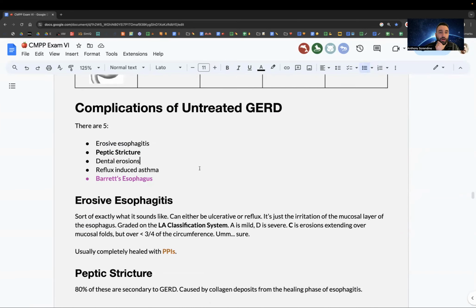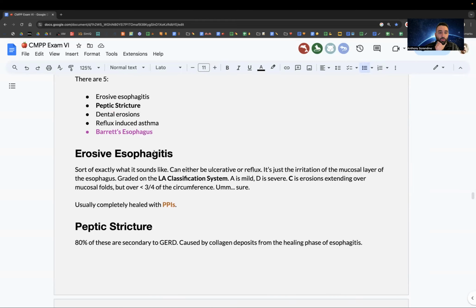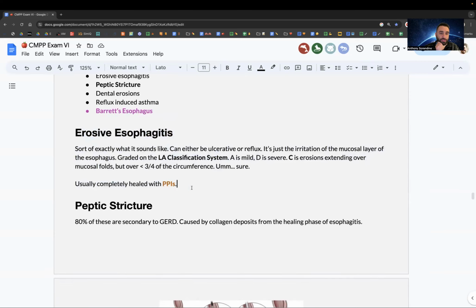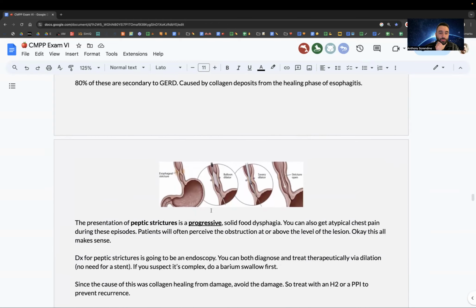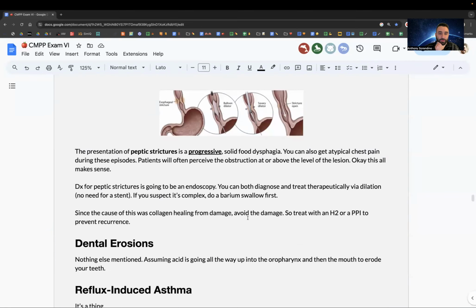All right, this is kind of important. There are complications of untreated GERD. We'll just go through some of these. Erosive esophagitis, we're going to use this LA classification system. A is mild, D is severe. C is where you're going to have erosions extending over mucosal folds. This is usually completely healed when the patient starts PPIs. All right. Peptic stricture is on here. It's a progressive solid food dysphagia that they can get. Diagnosis is going to be an endoscopy to see what's going on.